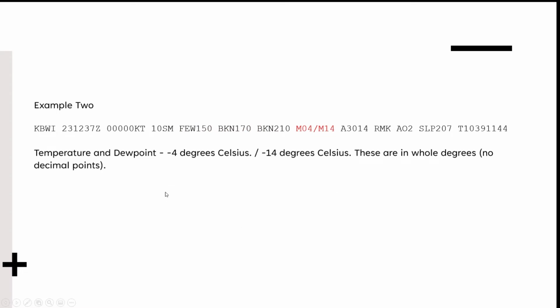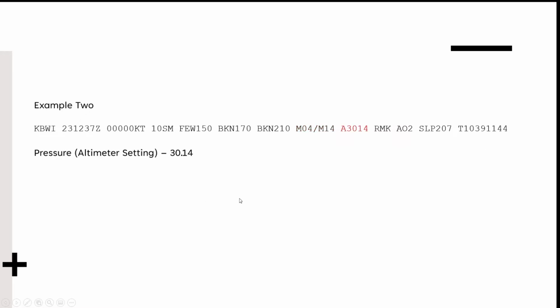Next, again, we have the temperature and dew point. So the M is telling us it's a minus 4 degrees Celsius for the temperature and a minus 14 degrees Celsius for the dew point. Remember, these are always listed in whole degrees. There's no decimal points in this part of the METAR. Next, we have the altimeter setting, or the pressure, which is 30.14.